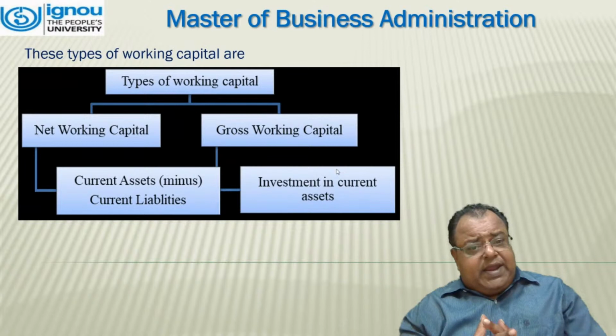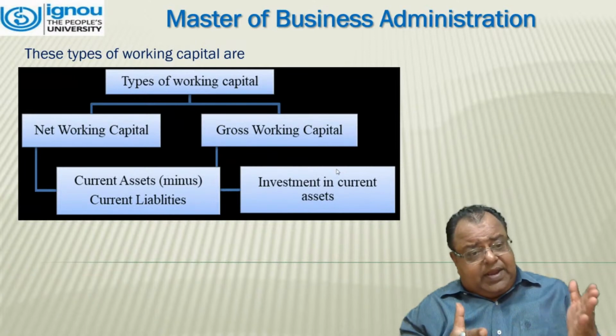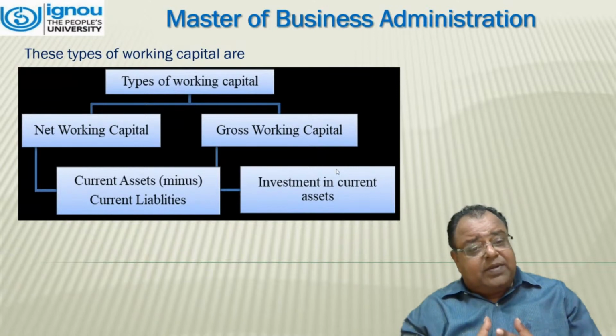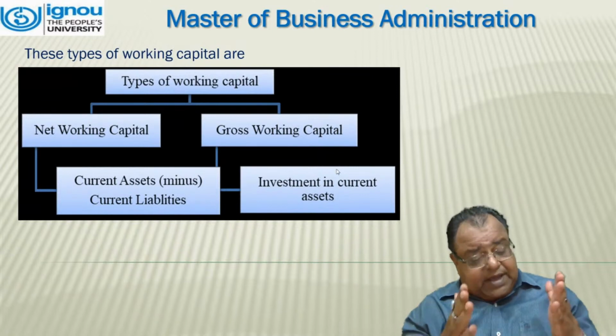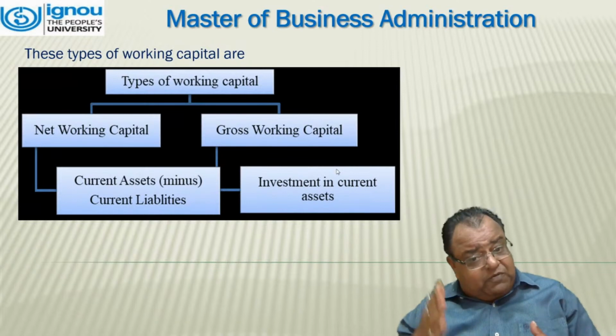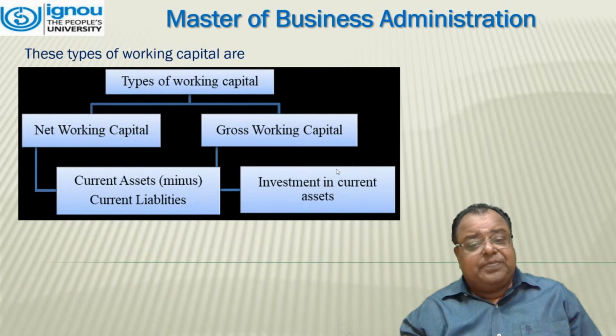These types of working capital can be net working capital or gross working capital. Net working capital is current assets minus current liabilities, and your gross working capital is investment in the current assets.